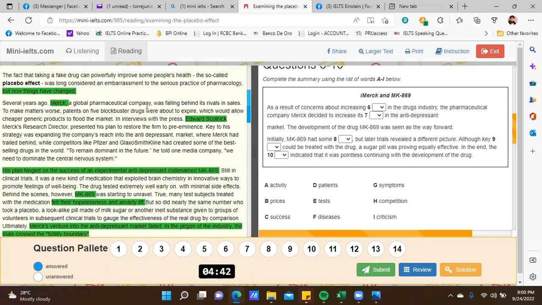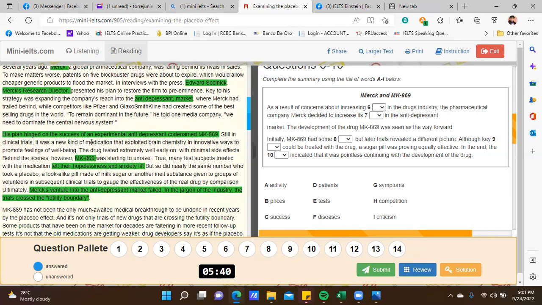Several years ago, Merck, a global pharmaceutical company, was falling behind its rivals in sales. To make matters worse, patients on five blockbuster drugs were about to patents. Patents were about to expire, which would allow cheaper generic products to flood the market. In interviews with the press, Edward Scholnick, Merck's research director, whoa, that's a very important position, presented his plan to restore the firm to preeminence. Key to his strategy was expanding the company's reach into the antidepressant market. That's probably why so many people write motivational books, guys. Where Merck had trailed behind, while competitors like Pfizer and GlaxoSmithKline had created some of the best-selling drugs in the world. To remain dominant in the future, he told one media company, we need to dominate the central nervous system.